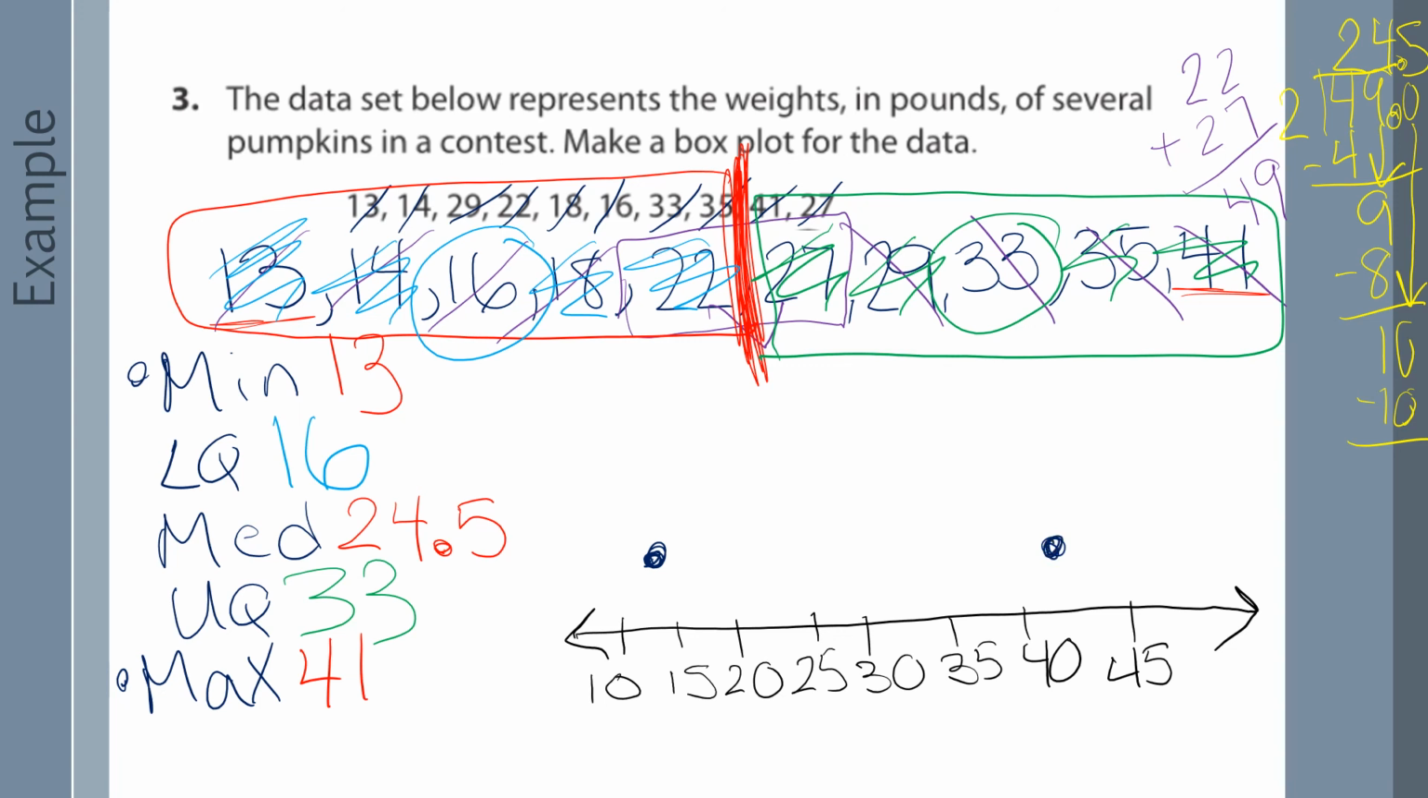And then I'm going to have vertical lines on my lower quartile, which will be 16. My median, which is 24 and a half, which is right close to 25. And then our upper quartile, which is 33. So right in between here. So I make my box. And then I extend my horizontal lines out. And there's my box plot.